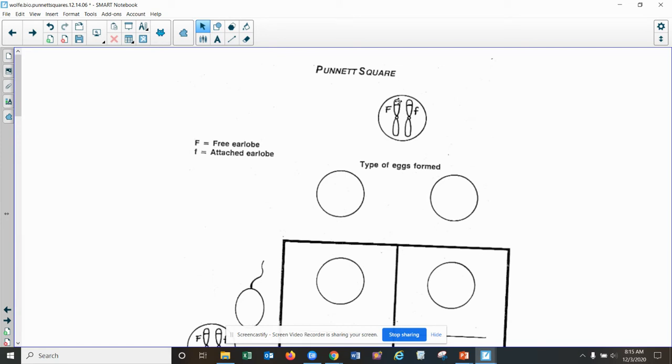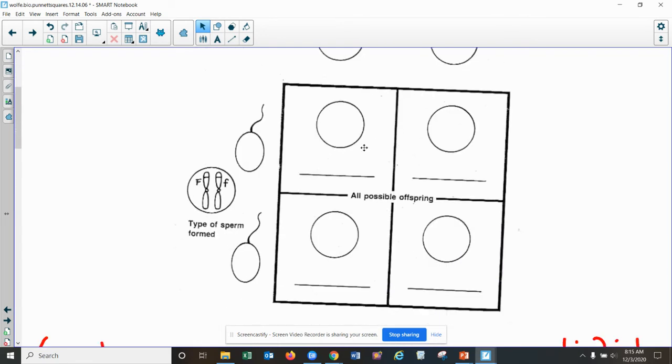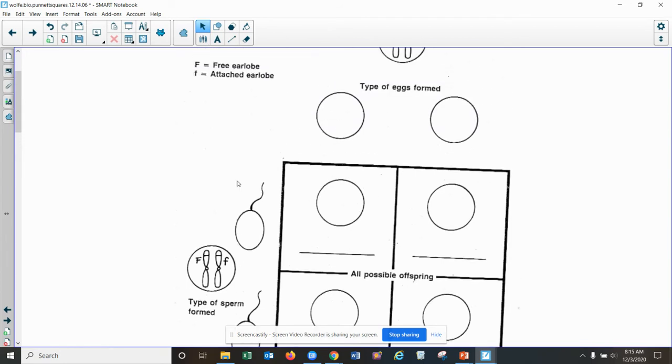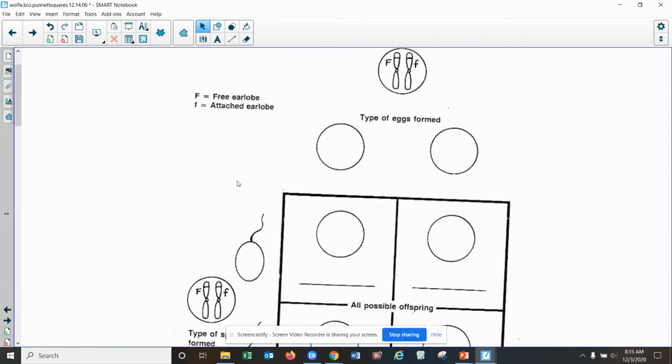And so what you see here, again, we can pick out, whatever, this would be some random female, right? And over here on this side is some random male. Okay. And so the idea of this is, when this female undergoes meiosis and makes eggs, what's going to happen to these two chromosomes?